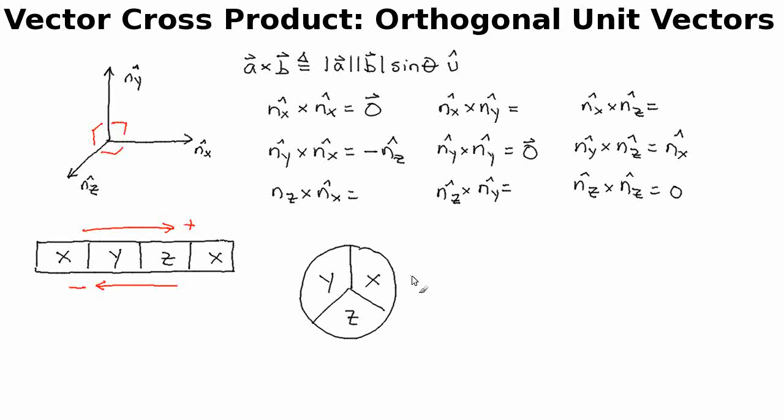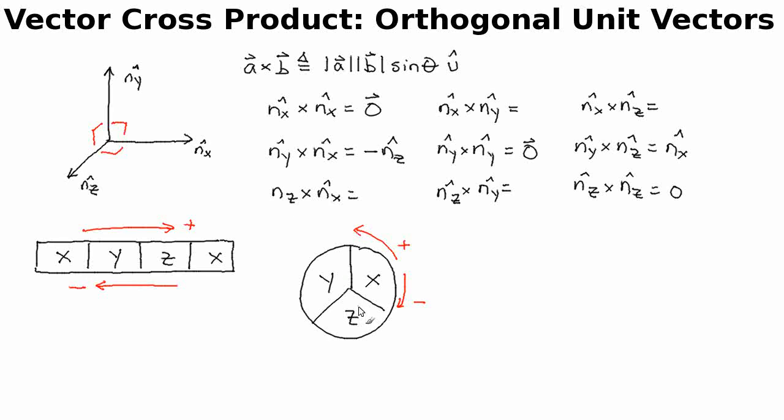Another method some people like is to draw a circle with a peace sign in it like this, and then place x, y, and z in a counterclockwise rotation. And then we define positive as a counterclockwise rotation and a clockwise rotation as negative. If you have trouble remembering this, you can think with your right hand, your fingers curl like this, and that would be positive. So to use this to fill in a few values, let's think nz cross nx.